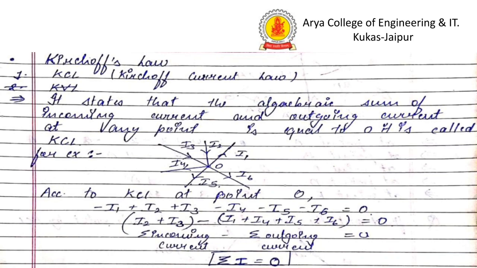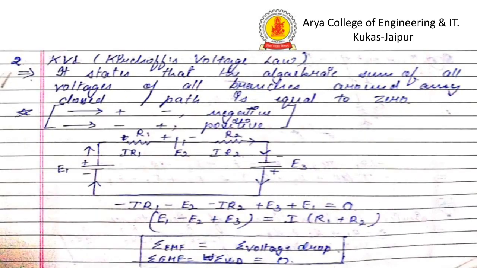As shown in the figure, at one point we have currents I1, I2, I3, I4, I5 and I6. According to KCL, at point O, minus I1, I2, I3, I4, I5, I6 equals 0. This means the summation of I equals 0 always.